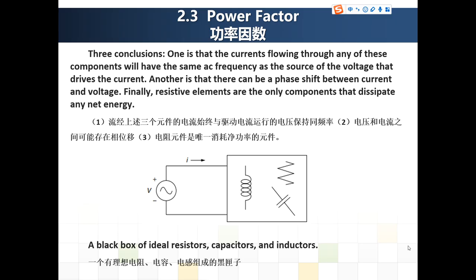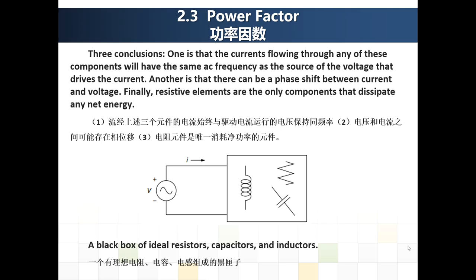Now let's start section 2.3, power factor. Based on the previous analysis, we can draw three conclusions. The first one is that the current flowing through any of these components, such as resistors, inductance, and capacitors, will have the same frequency as the source of the voltage.